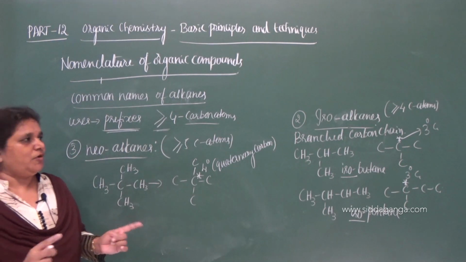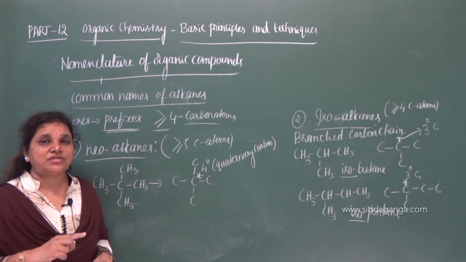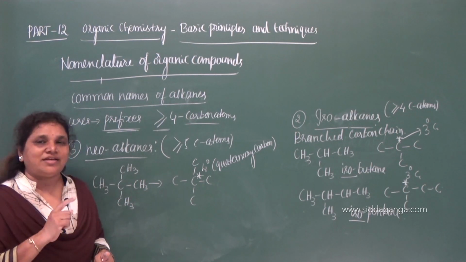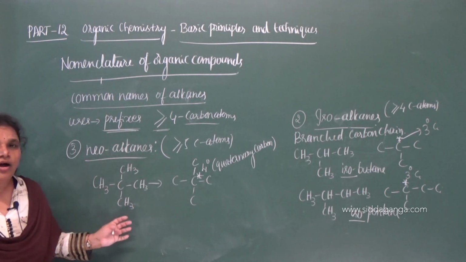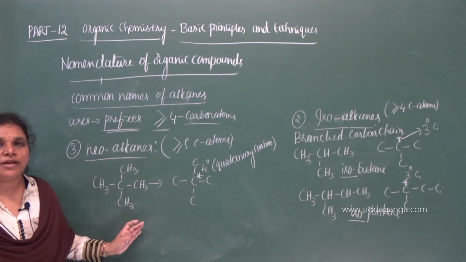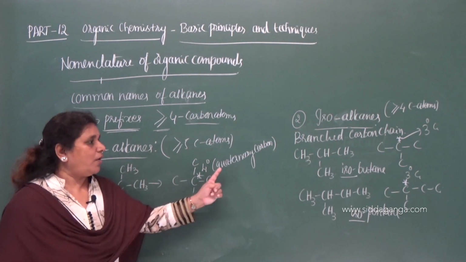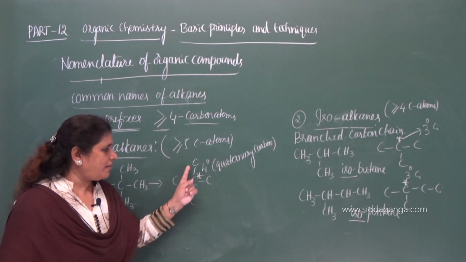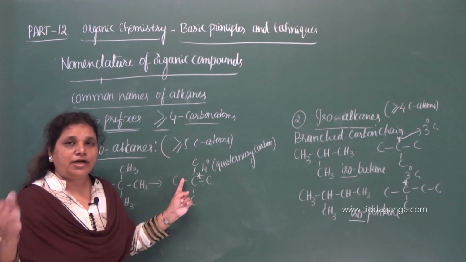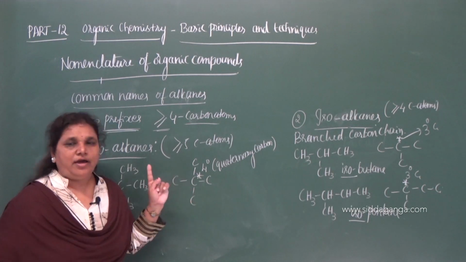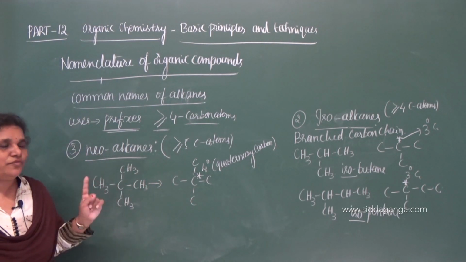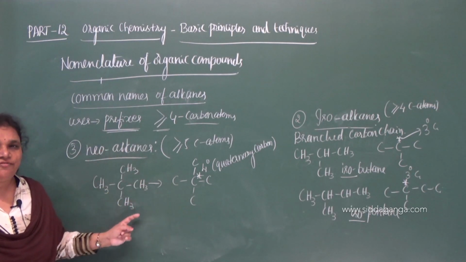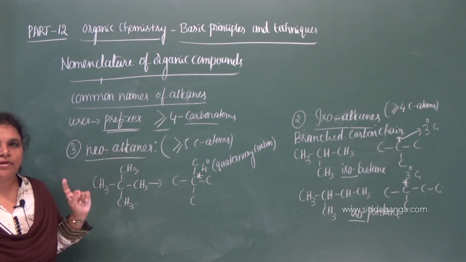In both cases, alkanes contain a branched chain of carbon atoms, but in isoalkanes there must be one tertiary carbon, whereas in neoalkanes the branched chain of carbon atoms contains at least one quaternary carbon atom, a 4-degree carbon. See here, this carbon is bonded to 4 other carbon atoms. So if a carbon chain contains at least one quaternary carbon or 4-degree carbon, then you can use the prefix neo before the name of the alkane.